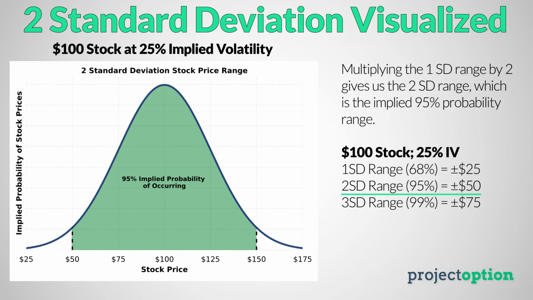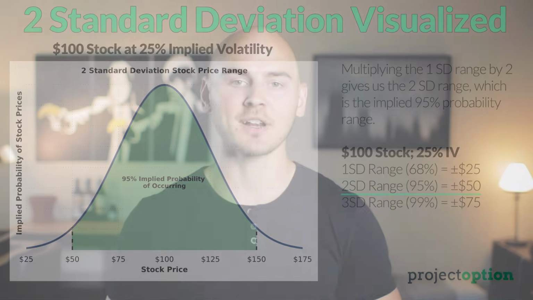In statistics, a 2 standard deviation range encompasses about 95% of the outcomes around the mean or average, but in the case of the stock market, we're talking about the current stock price and we're calculating the standard deviation range around that current stock price. So in other words, a 2 standard deviation range means that the stock price has about a 95% chance of being within that 2 standard deviation range 1 year into the future.